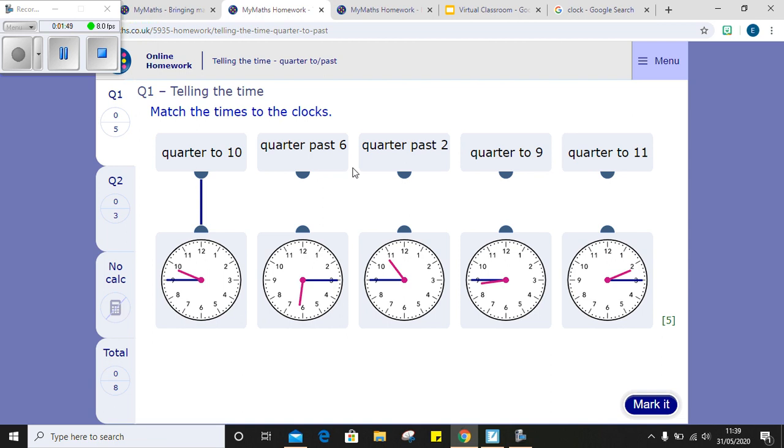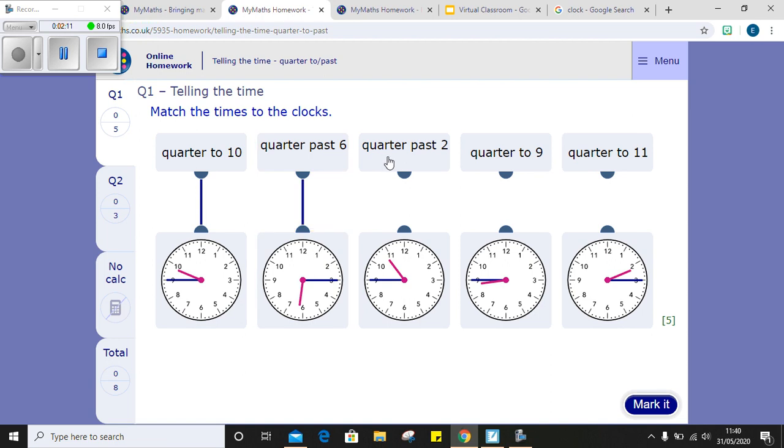Right, now I'm looking at a quarter past 6. So I'm looking at that time where a quarter of the time has passed. 1/4 has passed on my clock, on my minute hand. So I can see here that is a quarter past, and my hour hand is just after that 6. So that must be quarter past 6.